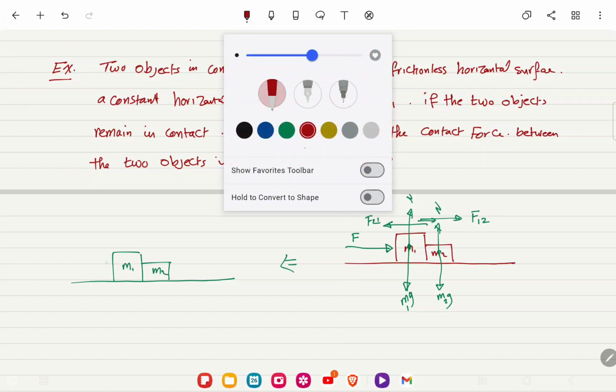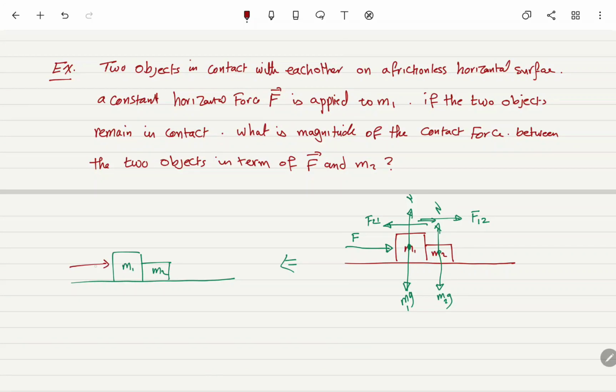So we have F here, and we have F2 on 1 and F1 on 2. We have the weight m2g and the normal, which has to be the same length, by the way, and the weight m1g and its normal force.